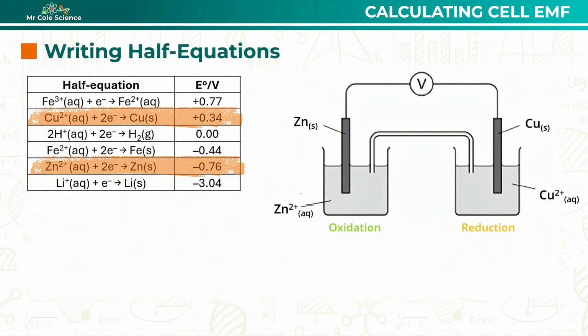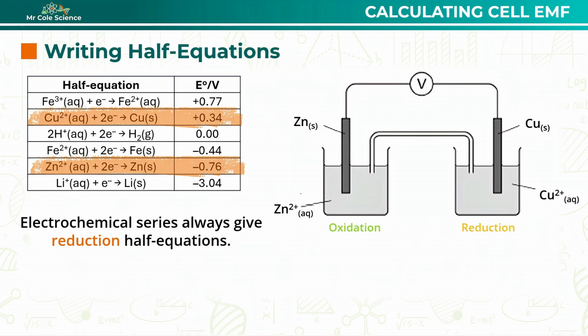Now, when calculating EMF, exam questions also often ask you to write half equations for the reactions that are happening at each electrode. And this is where we need to remember an electrochemical series will always give us the reduction half equations. So the half cell with the more negative electrode potential is the one that gets oxidized, and this is going to become our negative electrode. Therefore, we can't just use the half equation directly from the electrochemical series. We need to reverse it so that it is showing oxidation.